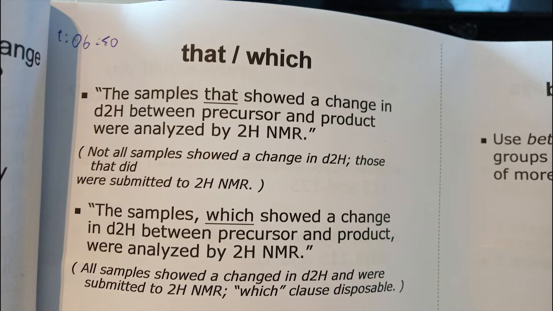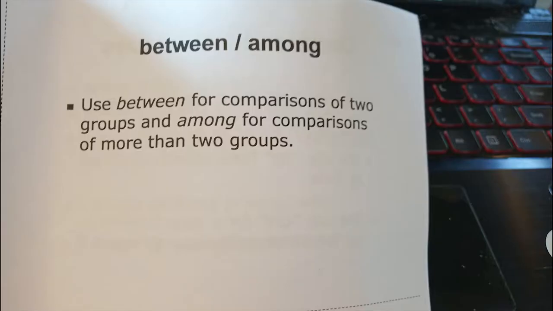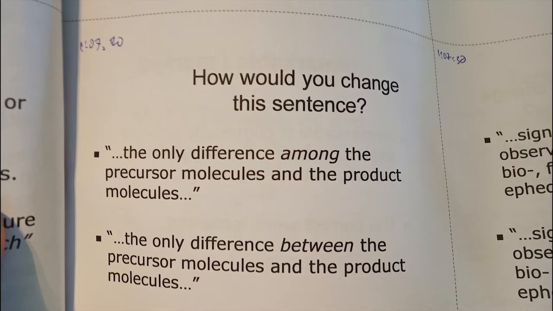Among and between. You hear the word two in between, the English word twixt, two, between. Between is always two. And if it's more than two, it is among. Let me show you an example here. The only difference is among the precursor molecules and the product molecules. Now, I only have two here, so I should say between. That's right.